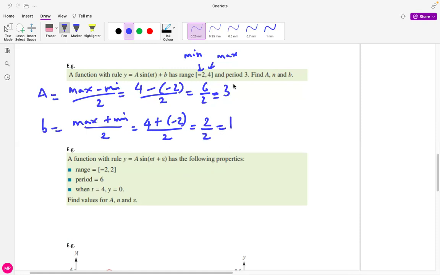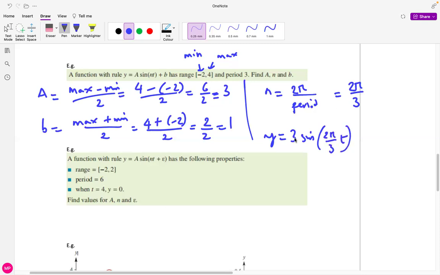And to find n, you base it on the period. So n is 2 pi over the period. And the period is 3, so 2 pi over 3. There you go. Therefore, the equation will be y equals, substituting in A is 3, sine of n t, n is 2 pi over 3, t plus 1.